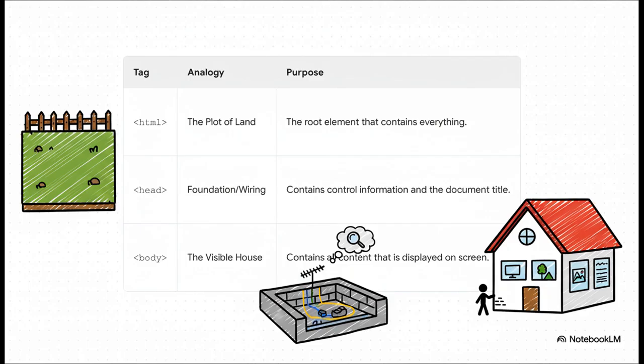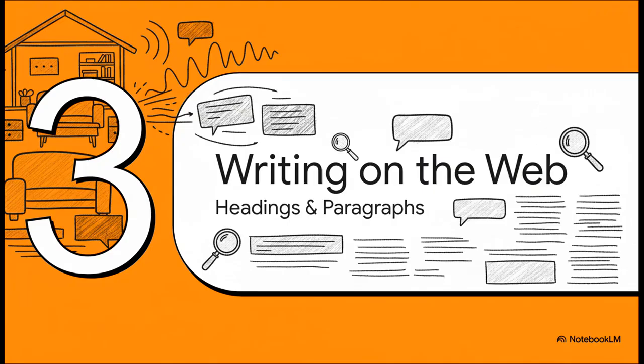Then you've got the head. Think of this as the foundation, the pipes, the wiring. It holds all the behind-the-scenes info, like the title you see up in your browser tab, but you don't actually see it on the page. And finally, the body tag. This is the house itself. Everything you actually see, the text, the images, all of it lives inside the body. So we've built our house, we've got the skeleton, now it's time to actually put some furniture in it.